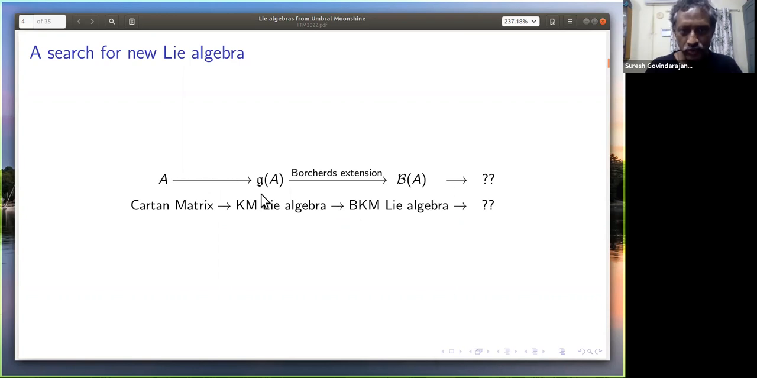So from A to G of A is fairly generic, but it's not guaranteed that Borcherds extensions exist for a given Kac-Moody Lie algebra. It's also not obvious that it's unique. There can be more than one Borcherds algebra which arises from the Kac-Moody. But what I'm interested in goes beyond this. I've given an arrow: maybe there's a Borcherds algebra, and from there we go there, or maybe directly from this to this. This is roughly the route that one is trying to understand, and I'll explain all these terms as we go.